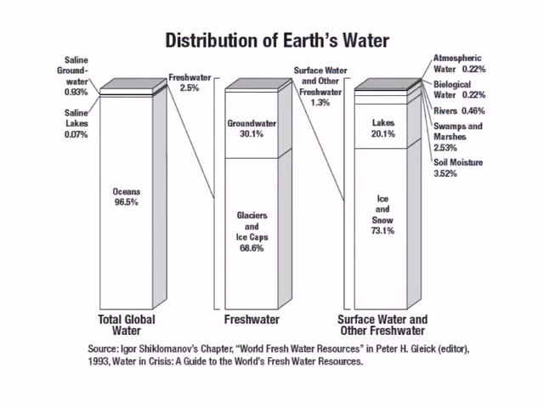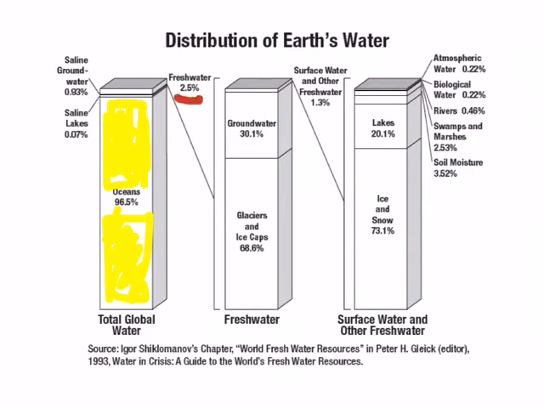Now, this is showing you the distribution of all the water on Earth. This is super important because almost all of the water on Earth is in the oceans, 96.5%. That means that almost all of the water on Earth is too salty for us to drink or to use.